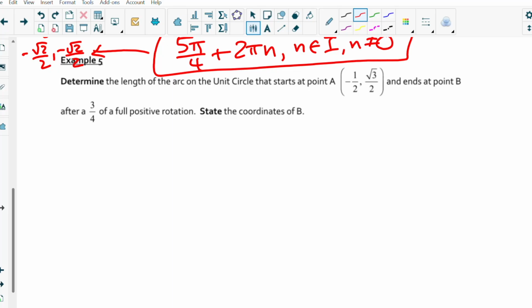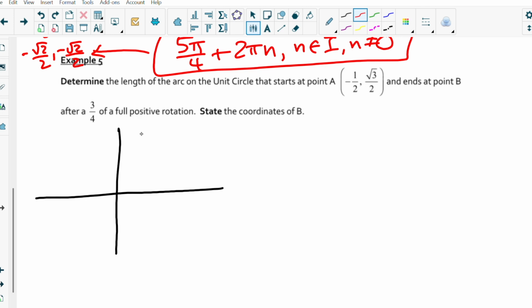Okay, last example, example 5. Determine the length of the arc on the unit circle that starts at point A and ends at point B after 3/4 of a full positive rotation. This is interesting. Okay, a little bit more of an integrated problem. Let's draw this out.